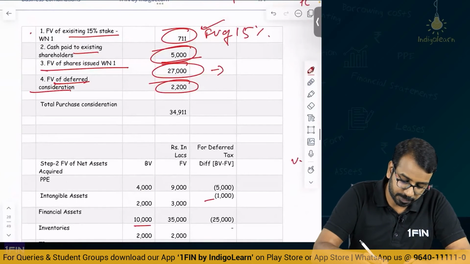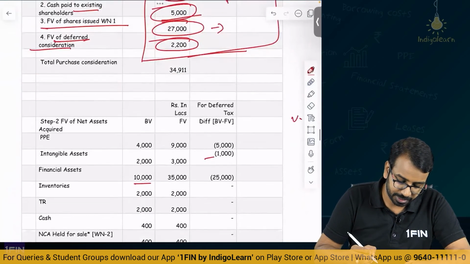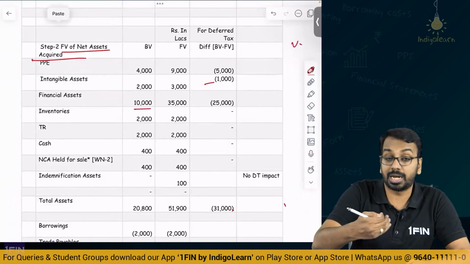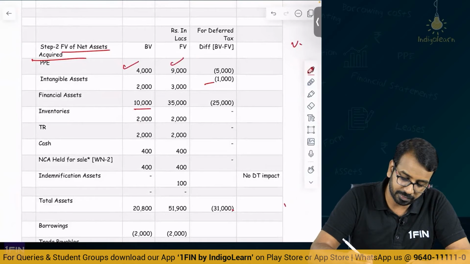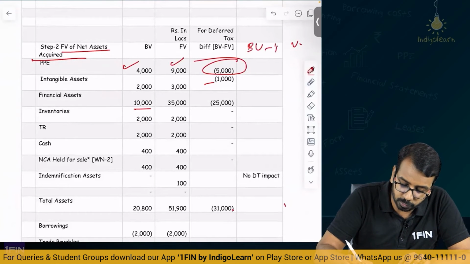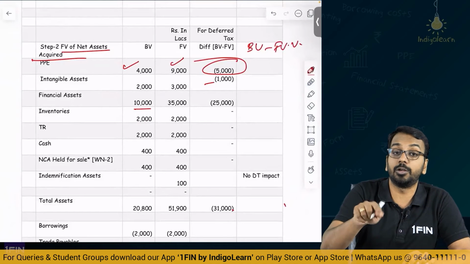Then this makes the total on the purchase side. Second, fair value of net assets acquired. Here, because there are a lot of fair value changes, take the book value and fair value and plot the difference. Now, the best way to do this in the examination is do book value minus fair value.